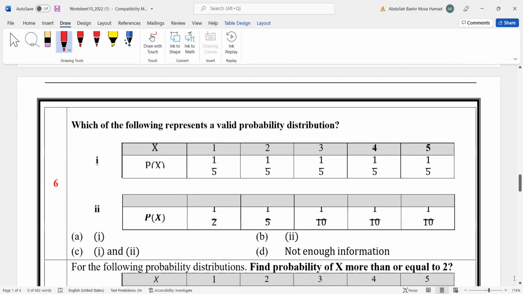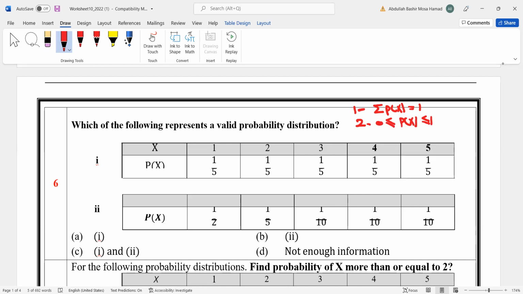Which of the following represent a valid discrete probability distribution? We have to use two conditions of a discrete probability distribution. First condition, the summation of P of X should be equal to 1. And the second is 0 less than or equal to P of X less than or equal to 1. This value is positive and less than or equal to 1. This value is also positive.